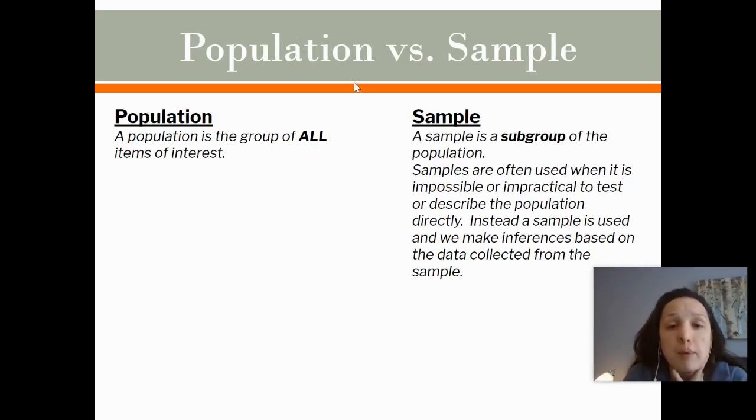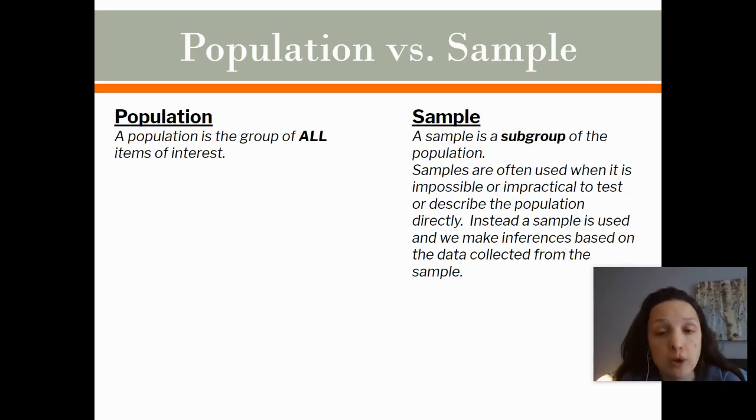Now, population versus a sample. I've already talked about this a little bit, but the population is the group of all items of interest. Sometimes I can collect all the items of interest. Other times I can only collect some of that population, and we call that a sample. It's a subgroup of the population. Samples are really important because there are many times where getting the population as a whole is impossible, and if not impossible, it's just impractical. From a business sense, we often look at samples because it's cheaper to collect a sample than it is to survey the entire population.